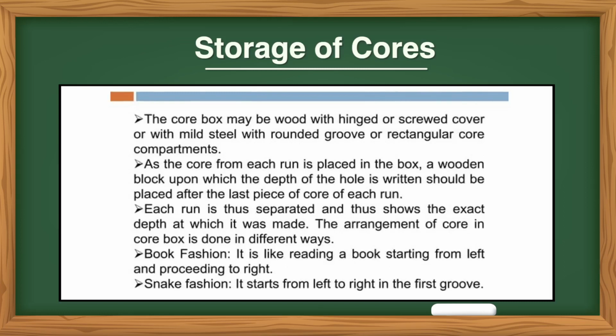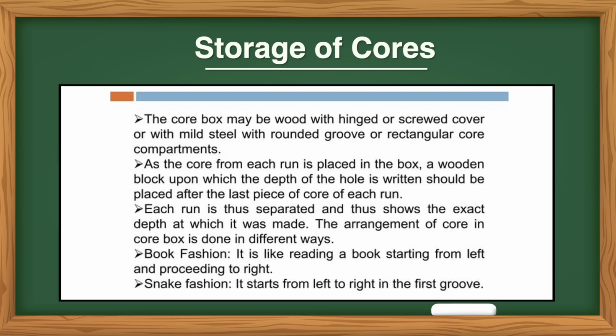The core box may be wood with a hinged or screwed cover, or mild steel with a rounded groove or rectangular core compartment. As the core from each run is placed in the box, wooden blocks upon which the depth of the hole is written should be placed after the last piece of the core of each run. Each run is thus separated and shows the exact depth at which it was made.